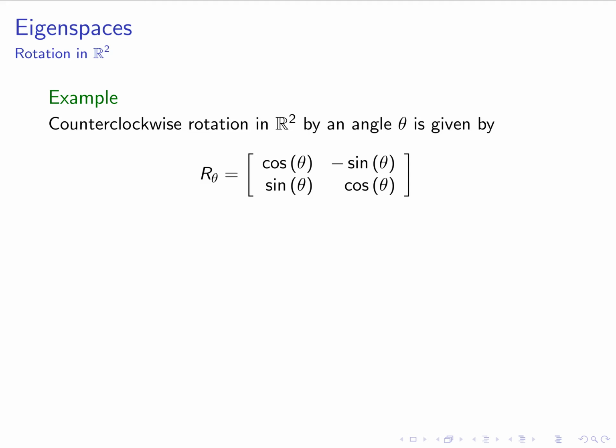Another important matrix is the rotation matrices in 2 dimensions. So this is a new fact for us. Counterclockwise rotation in 2 dimensions by an angle theta is given by this matrix R sub theta, where the columns are cosine theta, sine theta, followed by negative sine theta, cosine theta.